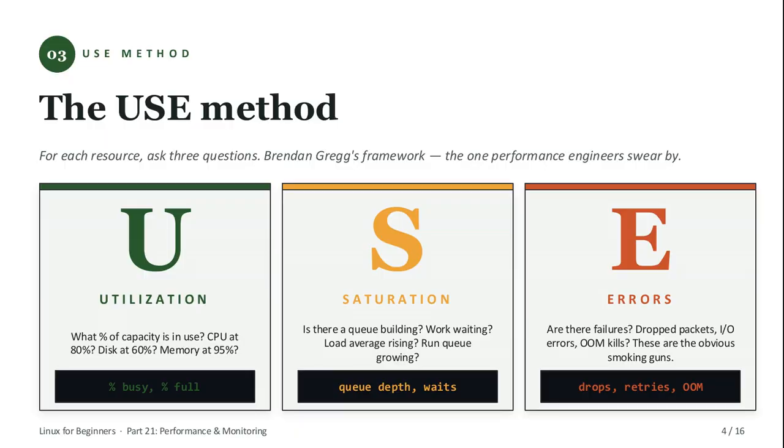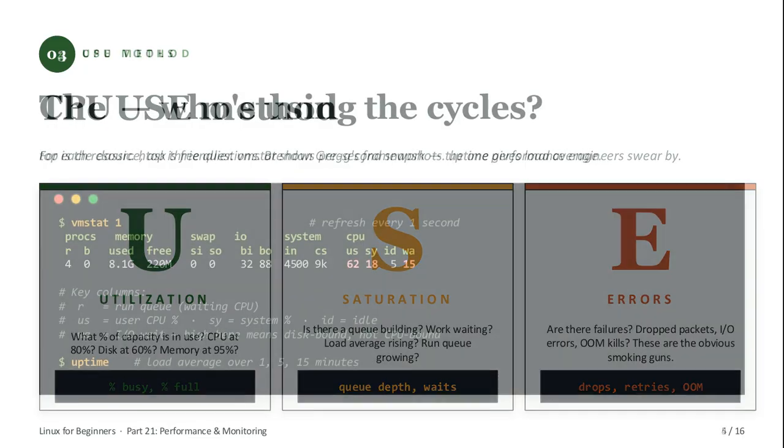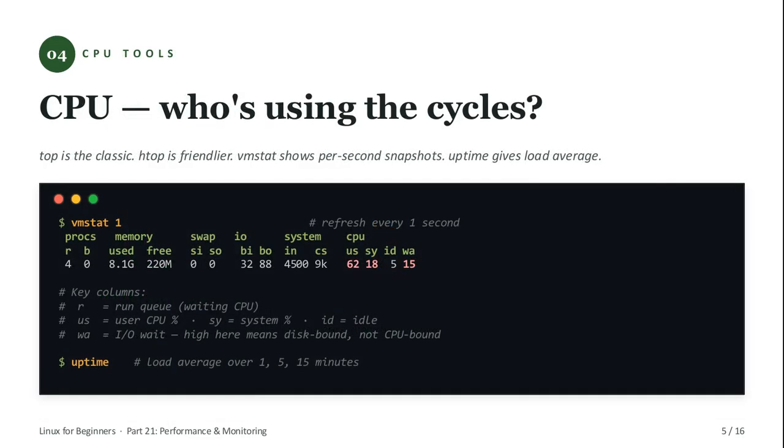Once you know which resource to look at, you need a framework to interrogate it, and that's where the USE method comes in. Coined by Brendan Gregg, it's 3 simple questions you ask of every resource. Utilization: what percentage of capacity is actually being used? Saturation: is work piling up in a queue, waiting its turn? And errors: are things outright failing? Dropped packets, I/O errors, OOM kills. Run those 3 checks against CPU, memory, disk, and network, and bottlenecks have nowhere to hide. Let's start applying that framework to the first resource: CPU.